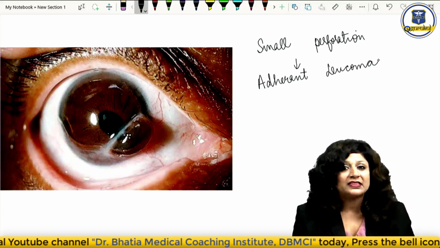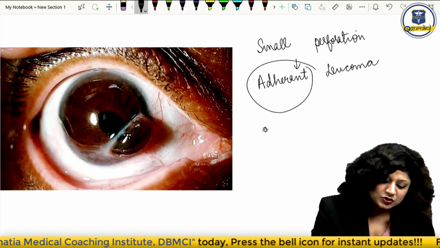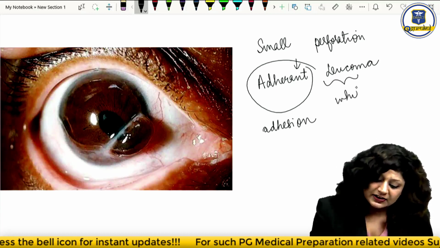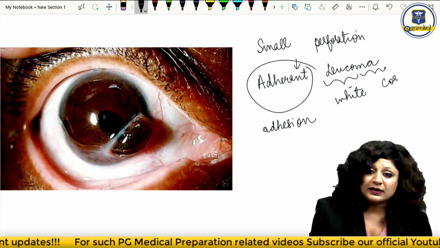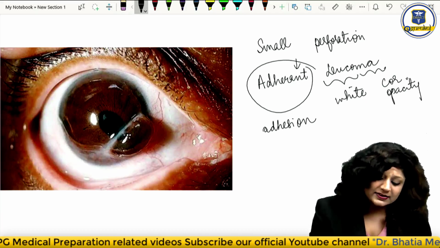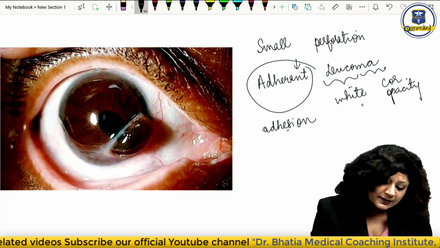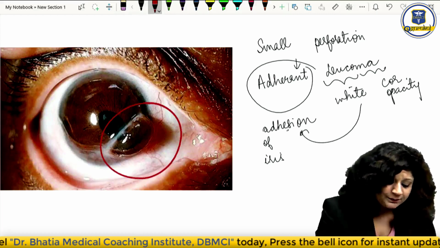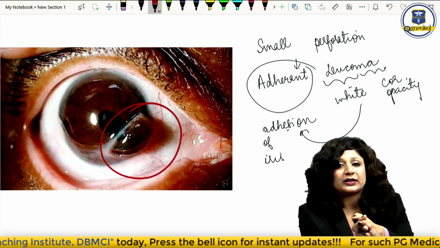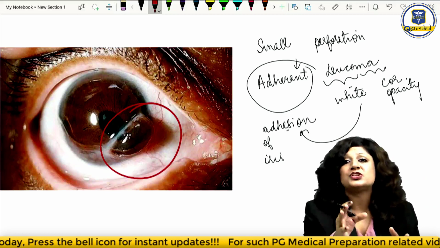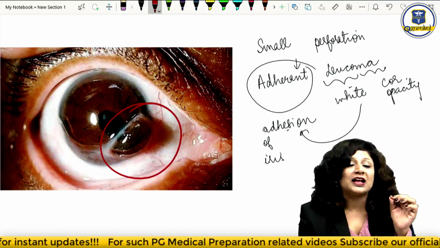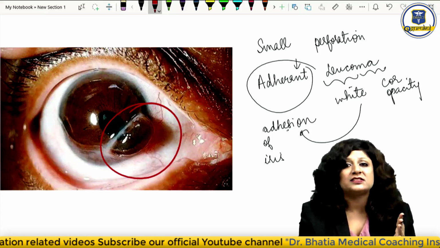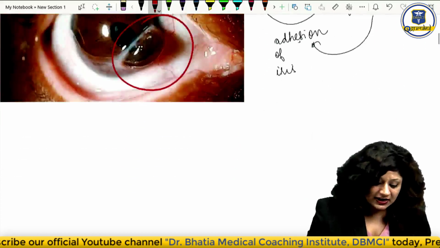Now what is the meaning of adherent leukoma? Adherent means adhesion, leuco means whitish, and oma means corneal opacity. A white corneal opacity which is occurring due to the adhesion of the iris. Whenever there is a small perforation, the iris will come, seal the corneal perforation and result in a whitish corneal opacity. That is why if I ask you the sequelae of small perforation, the answer will be the adherent leukoma.